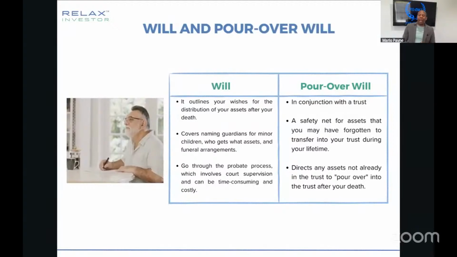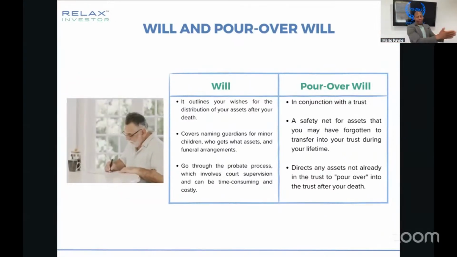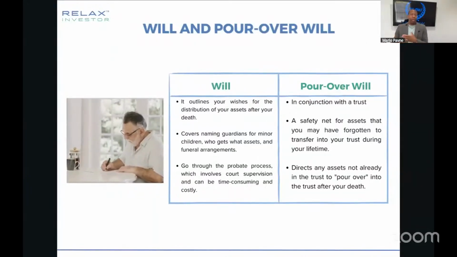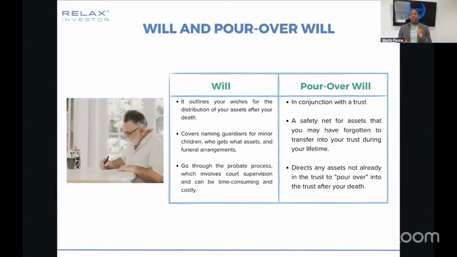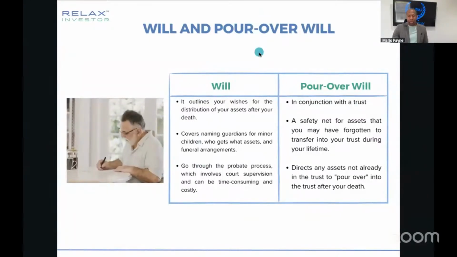So the will outlines your wishes for distribution of the assets after you pass. Basically it tells the world who gets what when I die. Also, it covers naming of the guardian. So if I'm not married, whatever happens with the father or the mother, it talks about who is the guardian of the minor and gets the assets, and then also funeral arrangements.